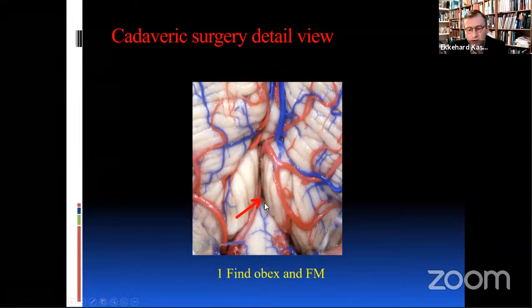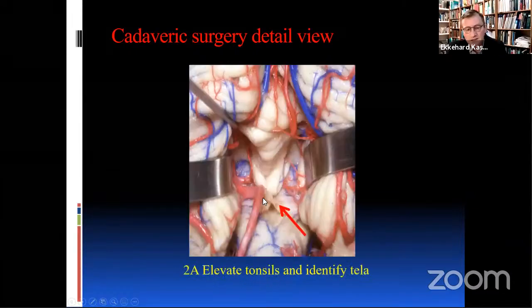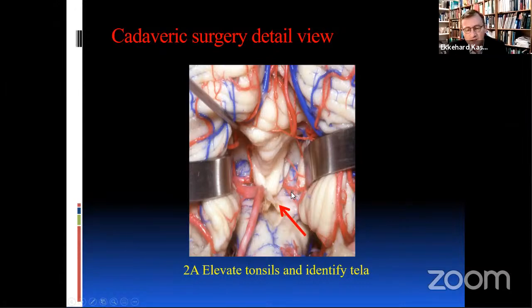With the vessels, it looks a little bit more intense, but it's the same. You first find the obex on the foramen of the midline. You put in a retractor. You then lift up your tonsils laterally. You've again identified the tonsils and identified the tela here. You see some vessels of the cerebellomedullary fissure that you can confidently take.